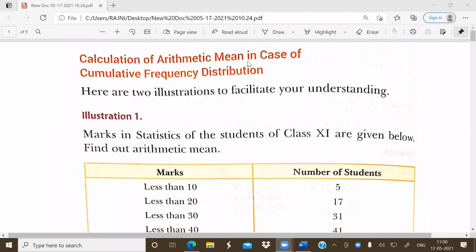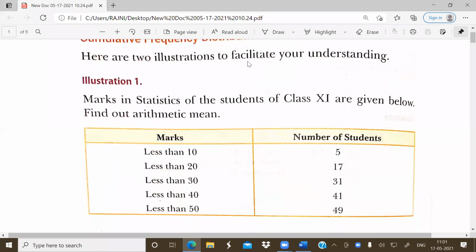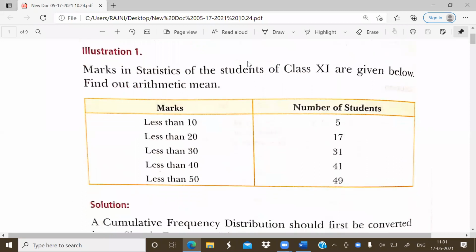Okay, so now we will discuss the calculation of the arithmetic mean in the case of the different kinds of frequency distribution series. There are mainly five kinds of frequency distribution series: inclusive series, exclusive series, mid-value series, cumulative frequency distribution series, and open-ended series. Firstly, we will discuss the calculation of mean in the case of the cumulative frequency distribution series.